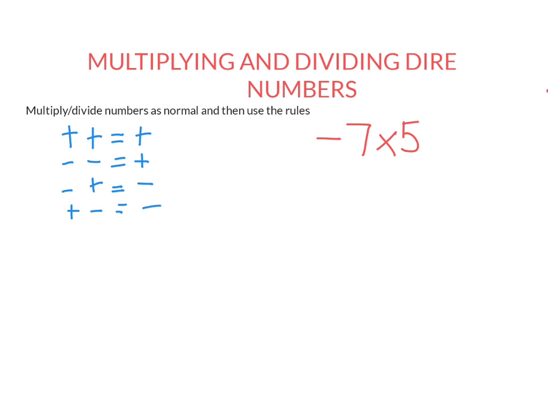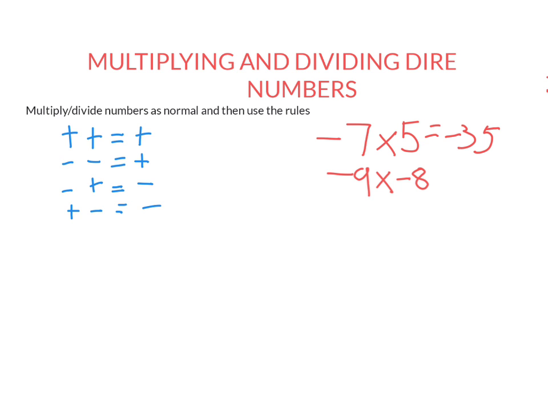So let's say I had, for example, minus 7 times 5. What I do is I forget about the negatives. I just do 7 times 5 at the moment, and that equals 35. Then I go to my rules. I can see that only one of the numbers was negative. I have a negative times a positive, so my answer should be negative. So the answer will be minus 35. That's what we do. We just multiply or divide the numbers together, and then decide whether our answer is positive or negative.